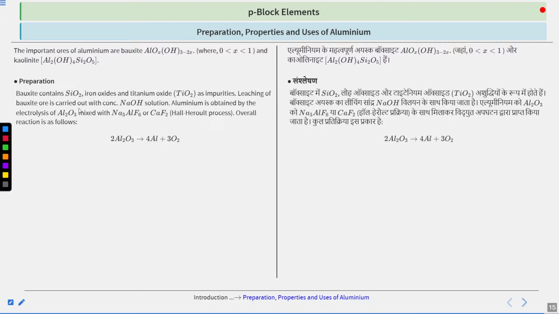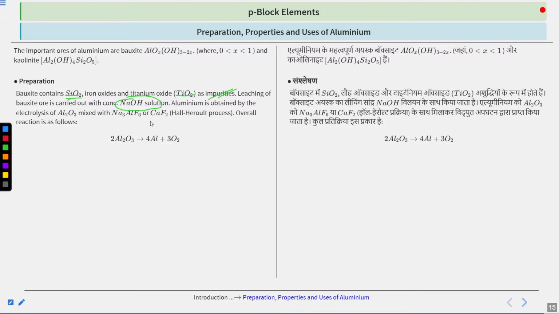If you talk about the preparation, first of all let us take bauxite, which contains SiO2, iron oxides and titanium oxide as impurities. So these are present in the bauxite. Now leaching of bauxite is carried out with NaOH. The aluminium is obtained by the electrolysis of Al2O3.